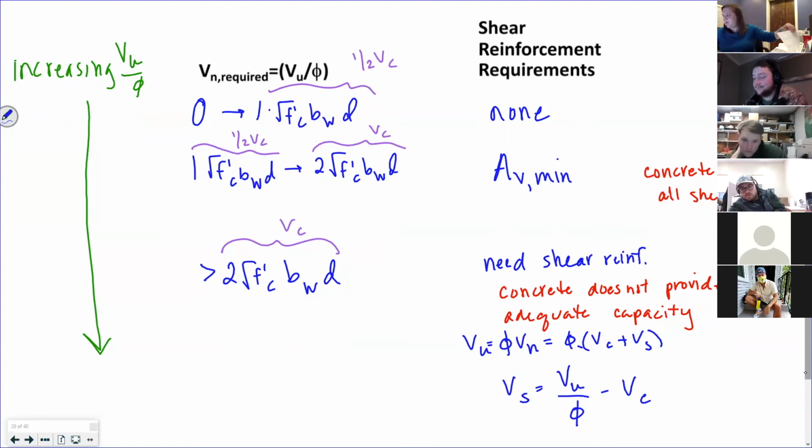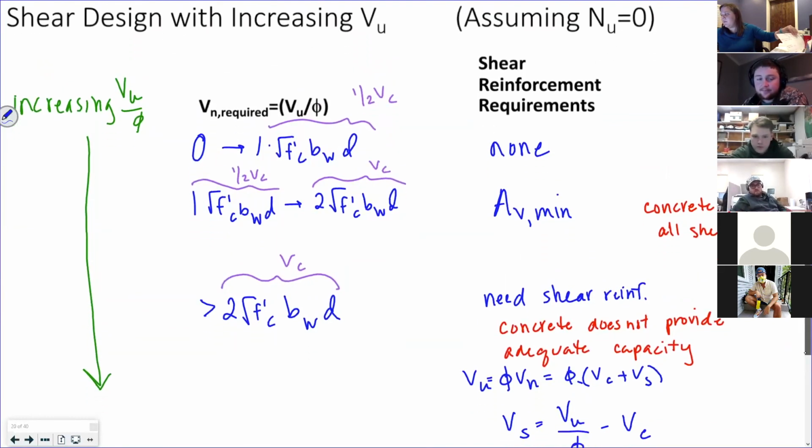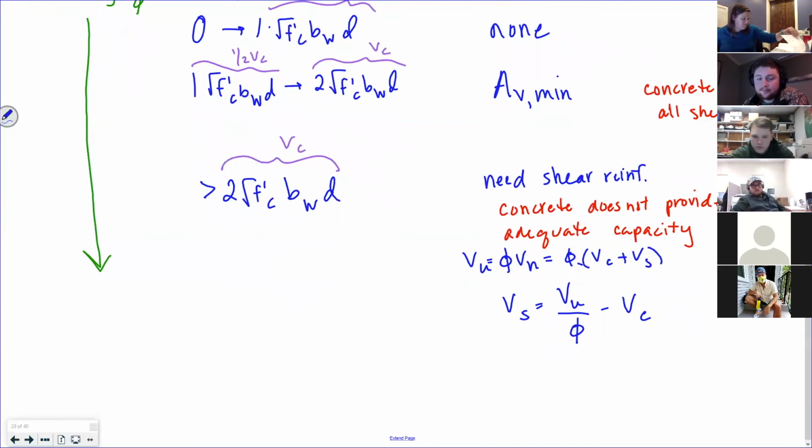And just remember, this was all assuming that I have no axial load and normal weight concrete.